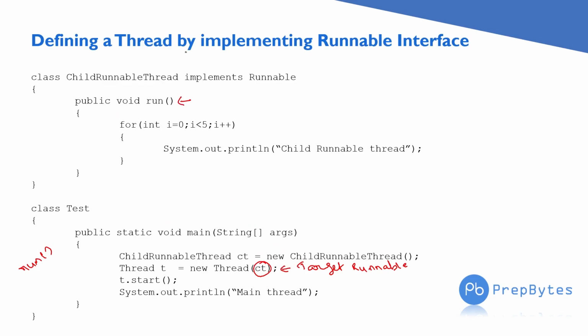Whenever I am implementing Runnable, what you have to pass into the Thread class constructor is the target runnable. If you do not pass it, the Thread class will always call its own run method and it will print nothing. But now when I pass ct, the target runnable, the Thread class will go, the start method will invoke the run method, and it will see that the target of the run method is this child runnable thread. So it will come to the child runnable thread, see the run method and execute it.